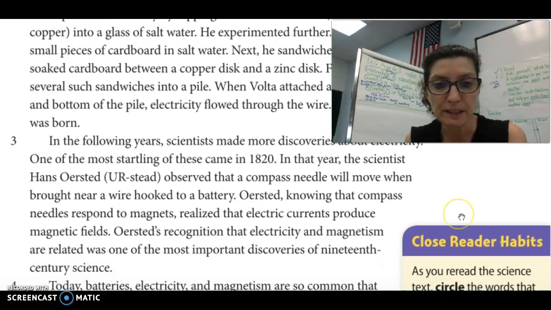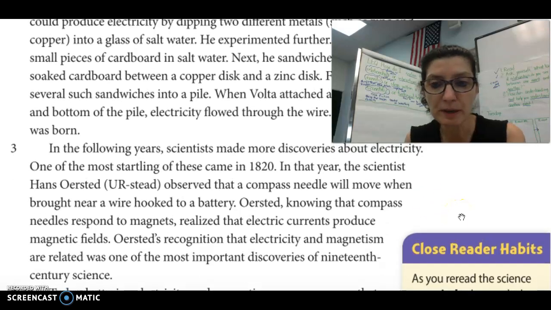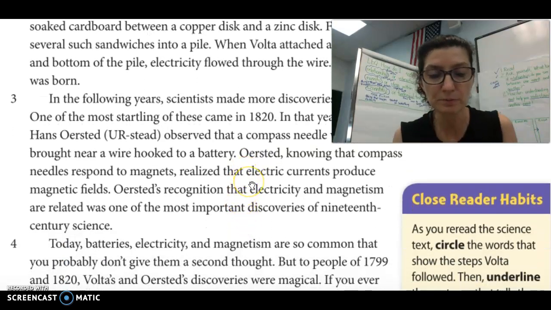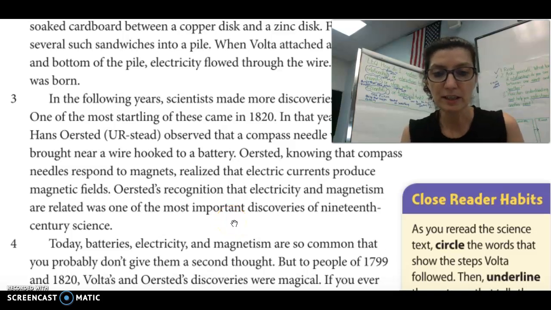Paragraph 3. In the following years, scientists made more discoveries about electricity. One of the most startling of these came in 1820. In that year, the scientist Hans Ørsted observed a compass needle move when brought near a wire hooked to a battery. Ørsted, knowing that compass needles respond to magnets, realized electrical currents produce magnetic fields. Ørsted's recognition that electricity and magnetism are related is one of the most important discoveries of 19th century science.